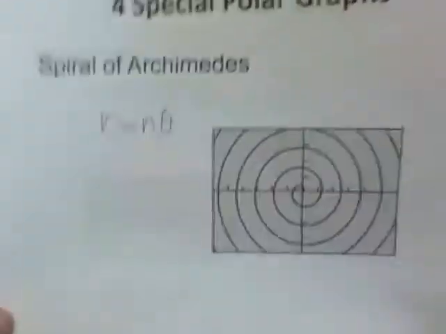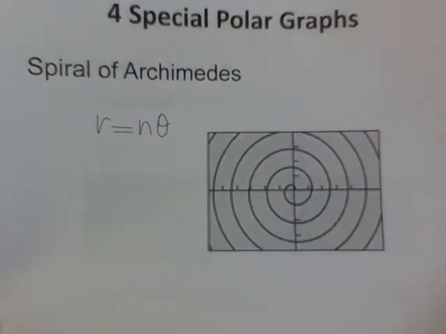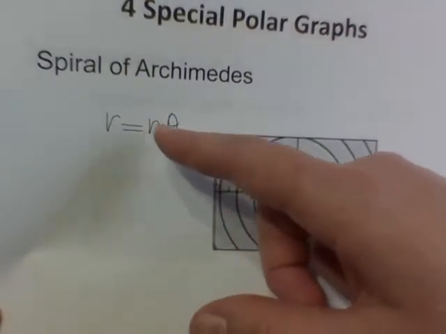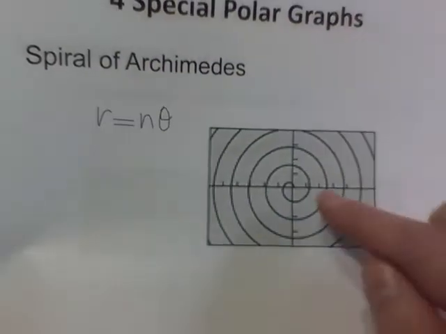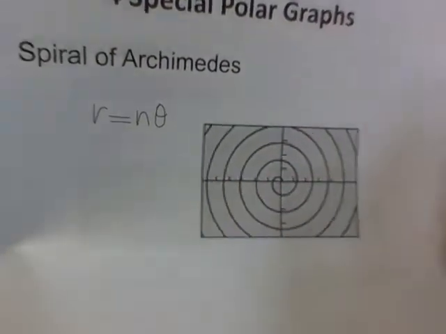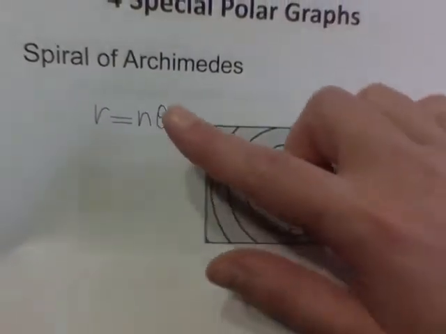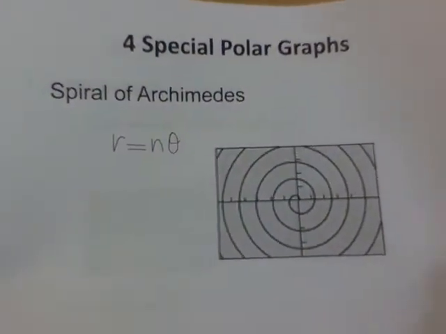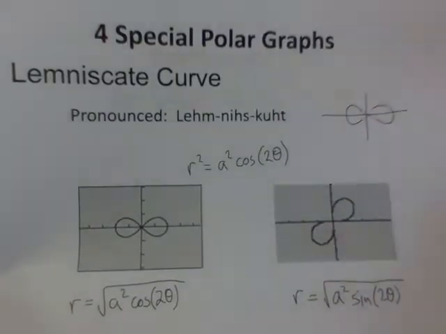There's also the spiral of Archimedes. This doesn't use any cosines or sines. Notice that it's just a number times your theta. In that case, it's going to make a spiral depending on how large your theta is, what you're going to input. So that's your spiral of Archimedes.